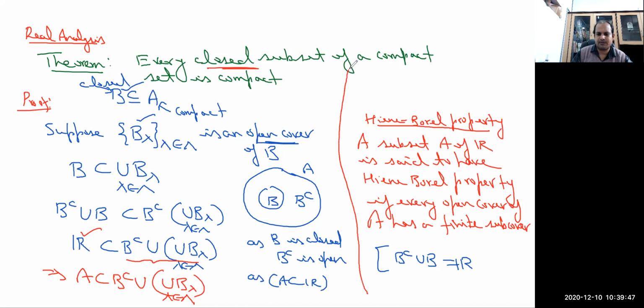Now observe from here that the family F consisting of B complement and B lambda is an open cover for A. The family consisting of this B lambda and B complement is going to form an open cover of A, and A is given to be compact. We have assumed that A is compact. So this open cover must have a finite subcover. Let me write on the next page.